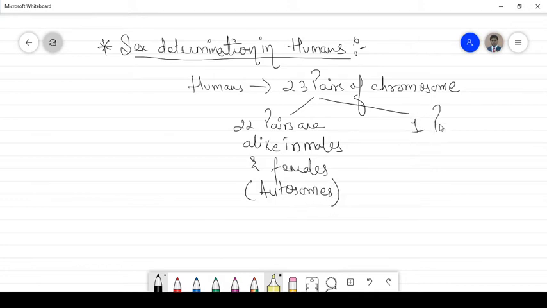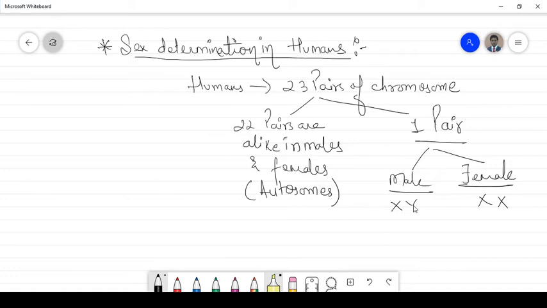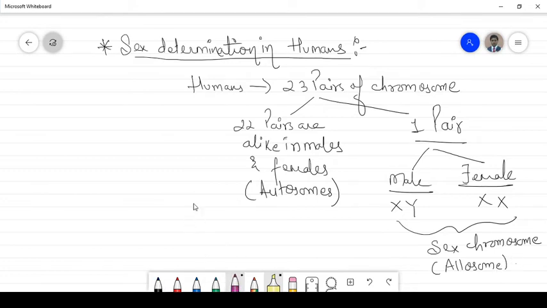Whereas one pair is quite different in males and females. The female bears XX chromosomes and the male bears XY chromosomes, and they are known as the sex chromosomes. They are also known as the allosomes, children. They are known as what? Allosome. Now let us draw the Punnett square of sex determination in humans, males and females.